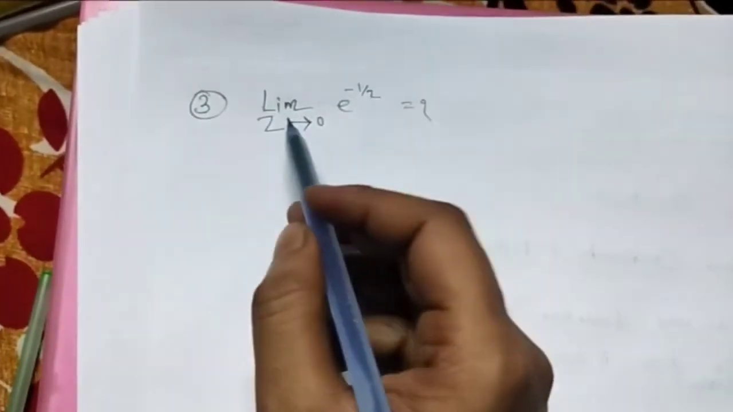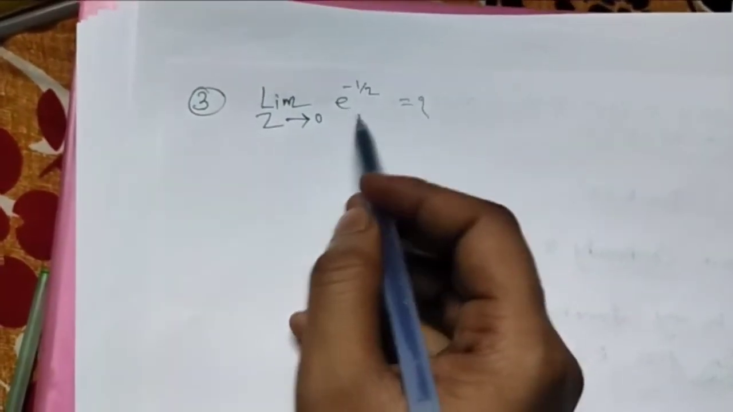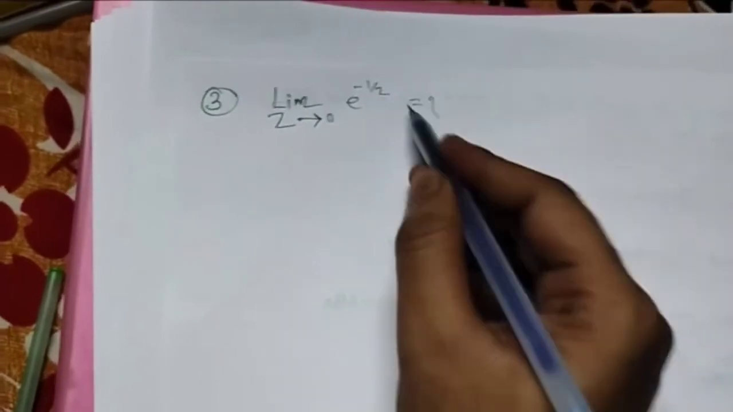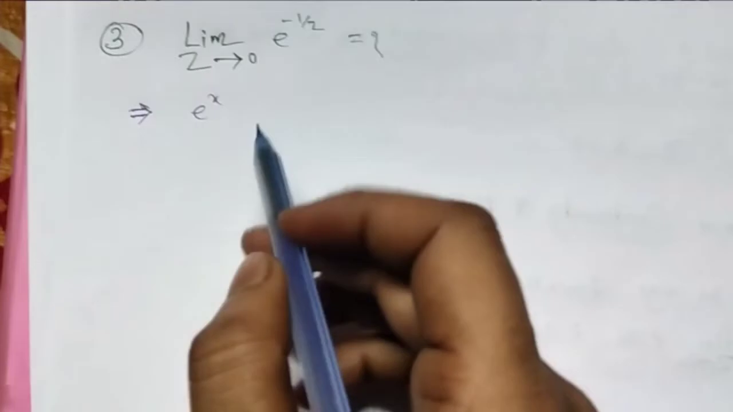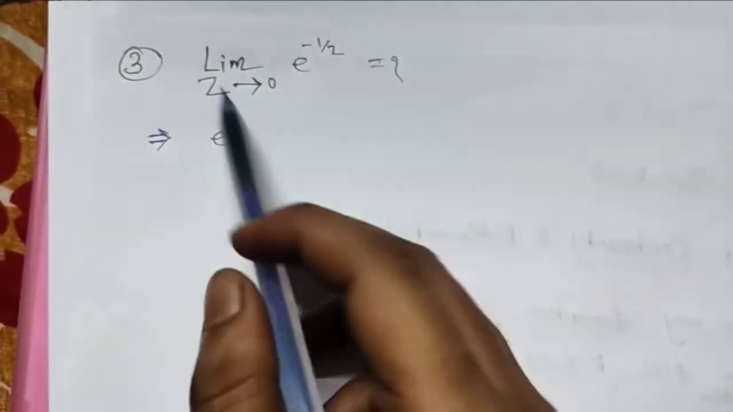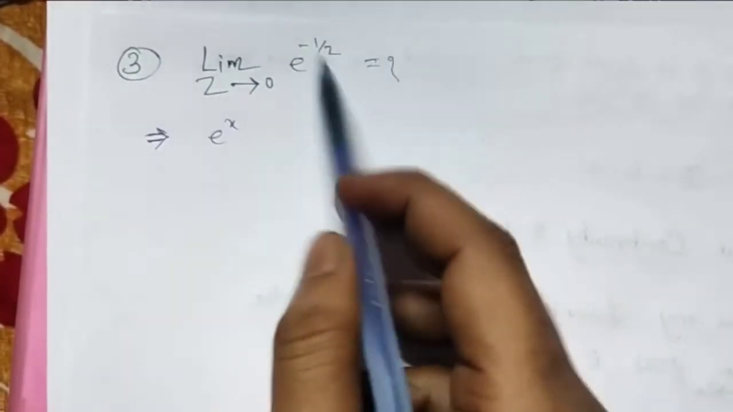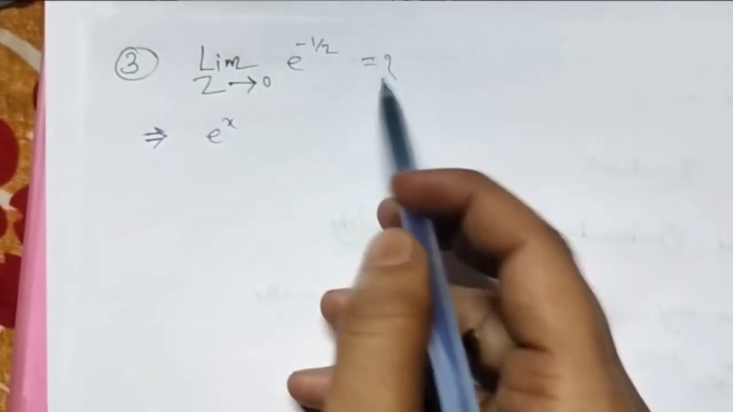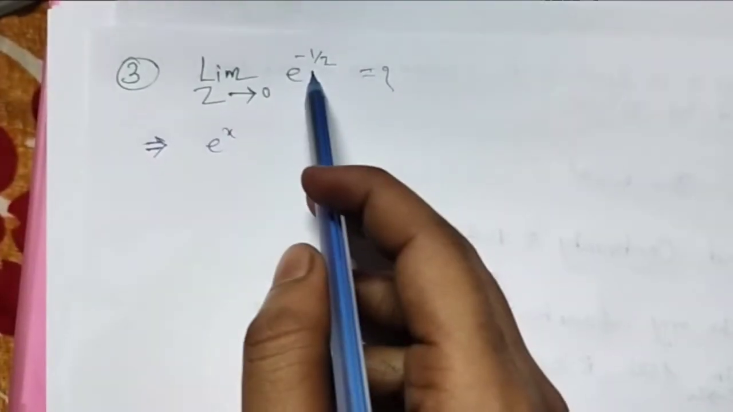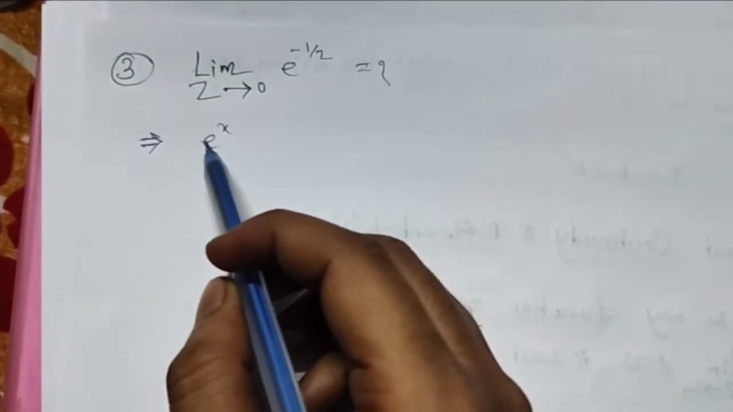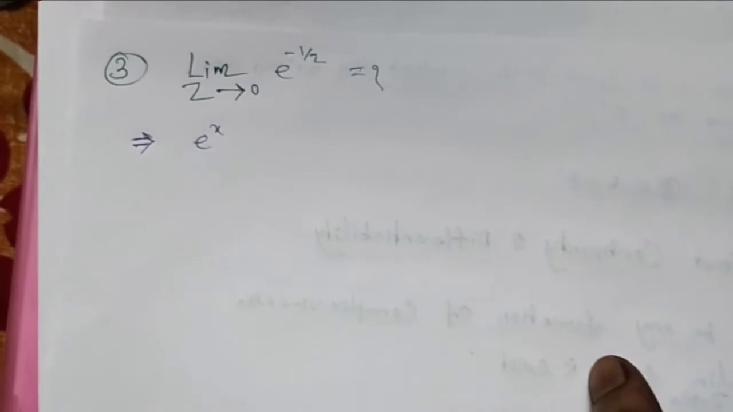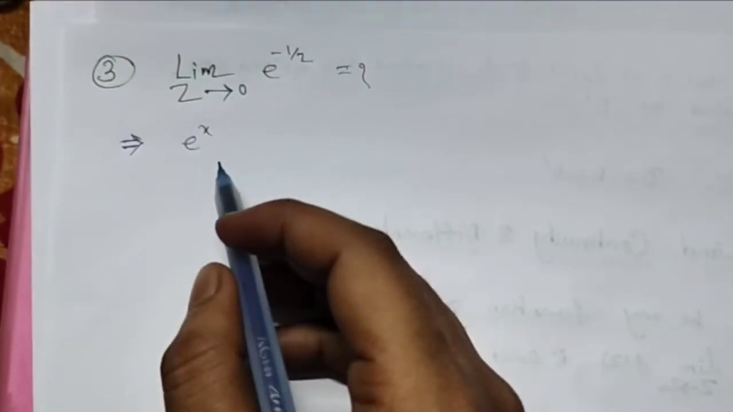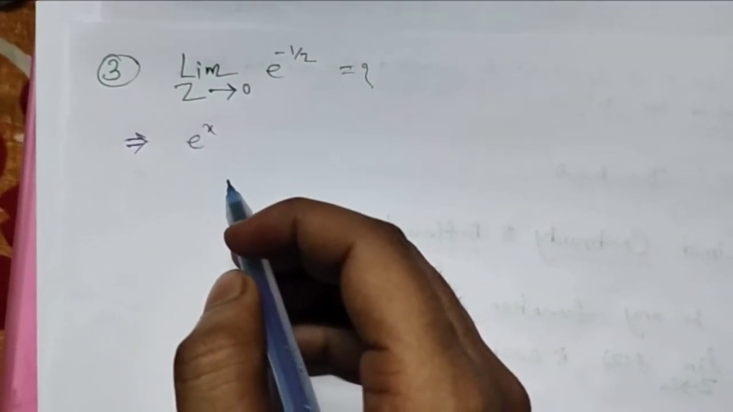So here question number 3 is limit z tends to 0 of e to the power minus 1 by z. What is the value? So first we should know the expansion of e to the power x and e to the power minus x, which you will find in the Taylor series expansion. You will have to remember this.